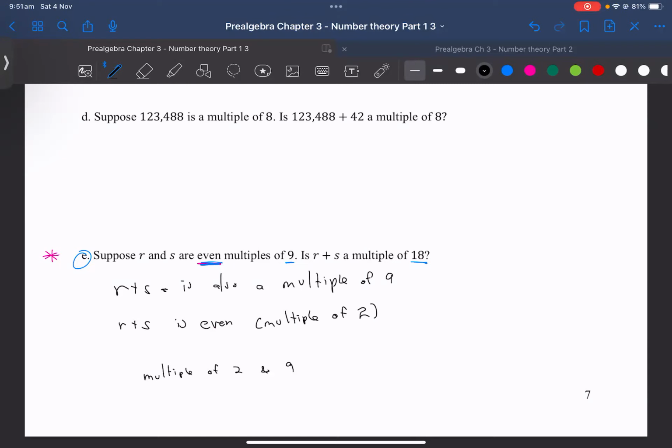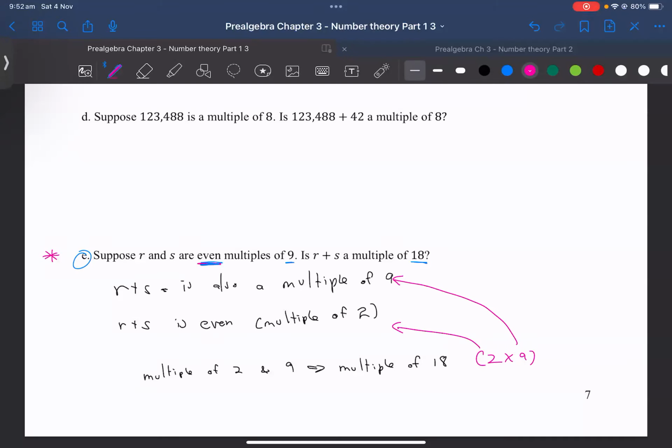Because it's a multiple of 2 and a multiple of 9, that's the same as a multiple of 18, because 18 is 2 times 9. Right? Does that make sense? We got the 2 from here, and the 9 from here. Any questions about that? Does that make sense?